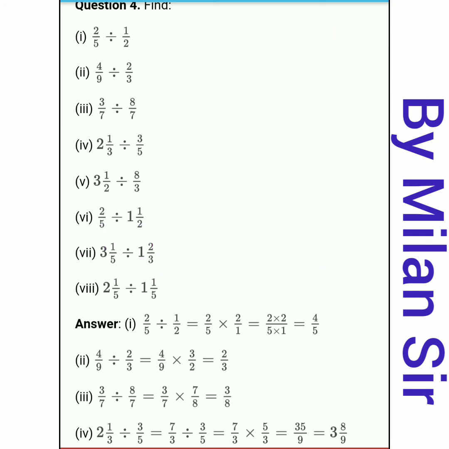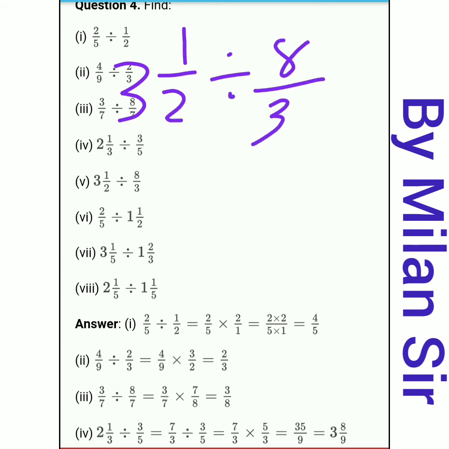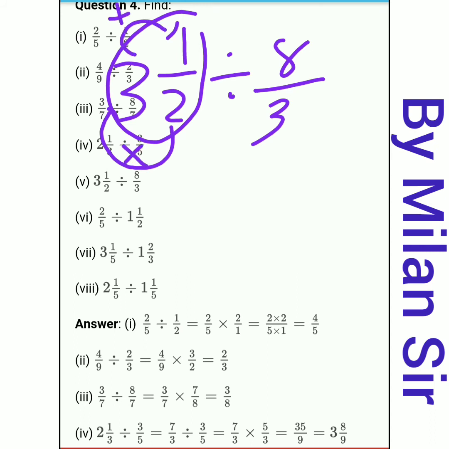Then question number 5. 3 integer 1 by 2 divided by 8 by 3. First of all we need to convert this mixed fraction into an improper fraction. So 3 integer 1 by 2. We need to multiply 2 with 3, then we need to add our numerator. So 2 3s are 6 plus numerator 1, so 7 divided by 2.